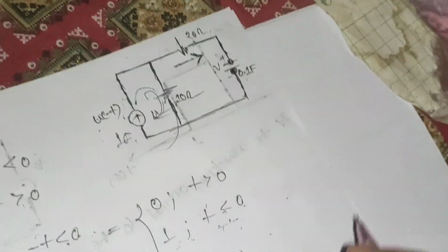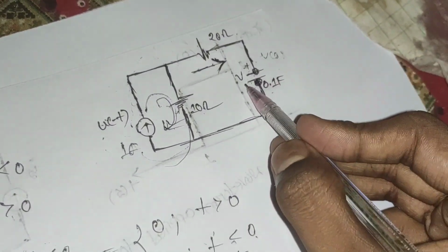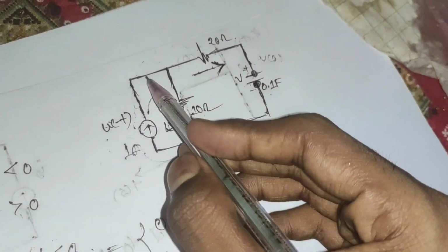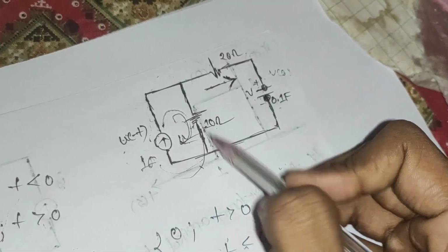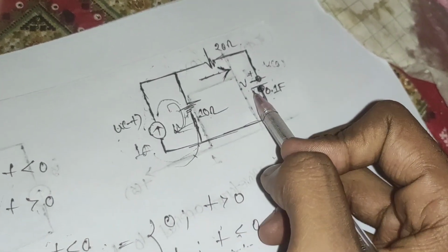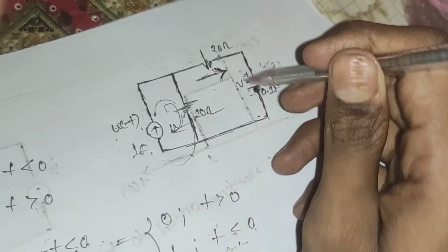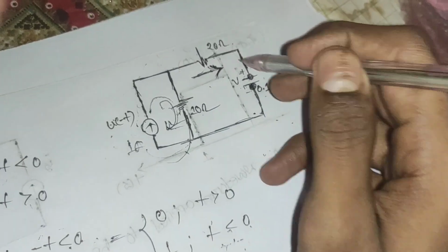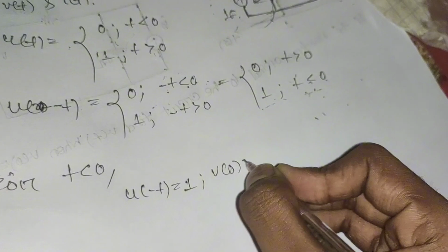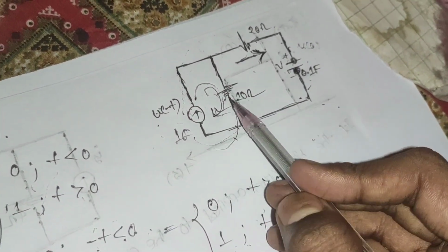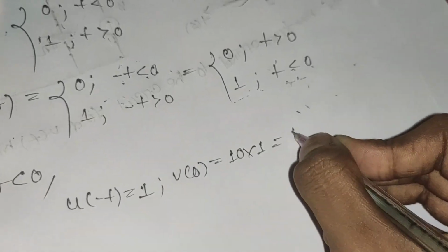So here the voltage V0, we can calculate it. V0 equals the voltage drop across the 10 ohm resistance, right? Because there is no current flow in the 20 ohm resistance, the voltage across the 10 ohm resistance equals the voltage across the capacitor, right? So V0 equals 10 times 1, which is 10 volts, right?